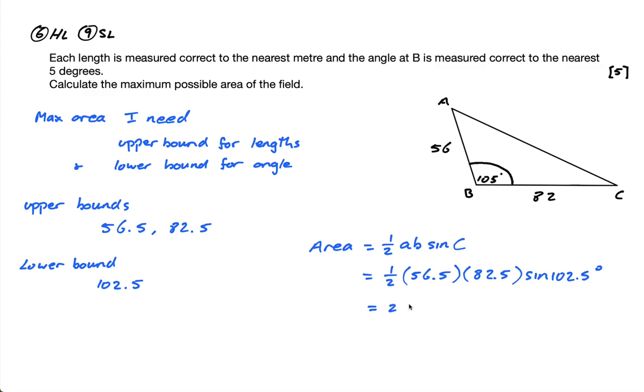This gives me 2275.38. These lengths are meters, so this has to be meters squared. Does that kind of make sense? Well, yeah, not bad, because if this was a rectangle, 80 times 50 is 4,000, so something close to that. I always like to just check that the answer is not totally crazy. So yeah, that seems about right. Okay, that's it for question 6 AI SL 9 SL.